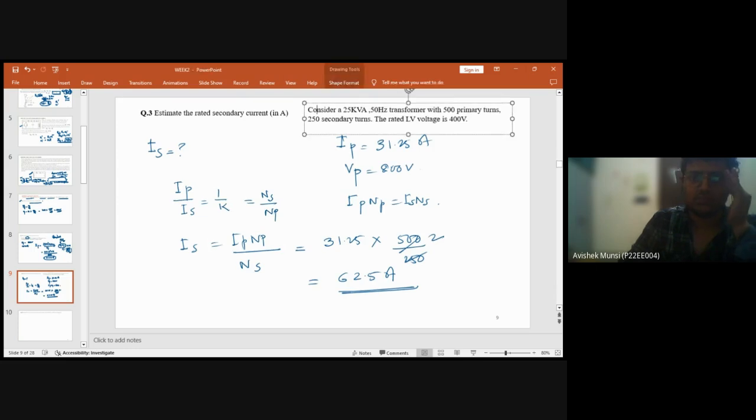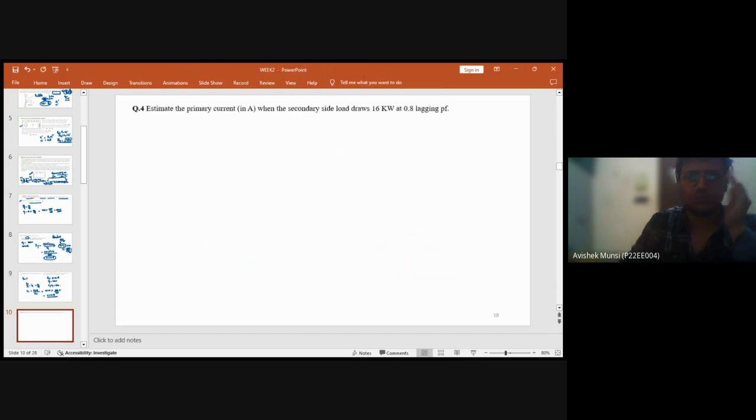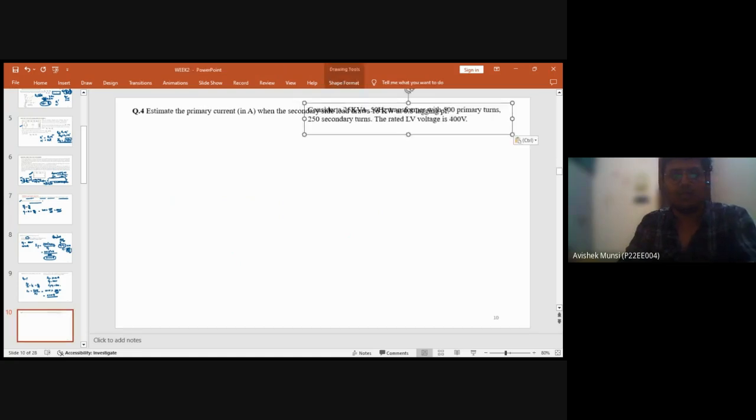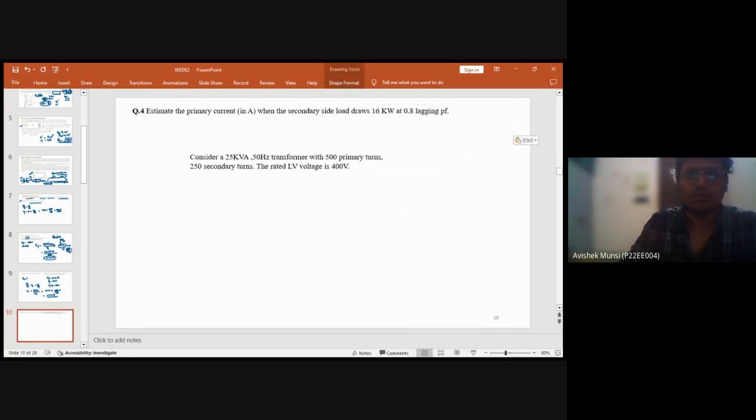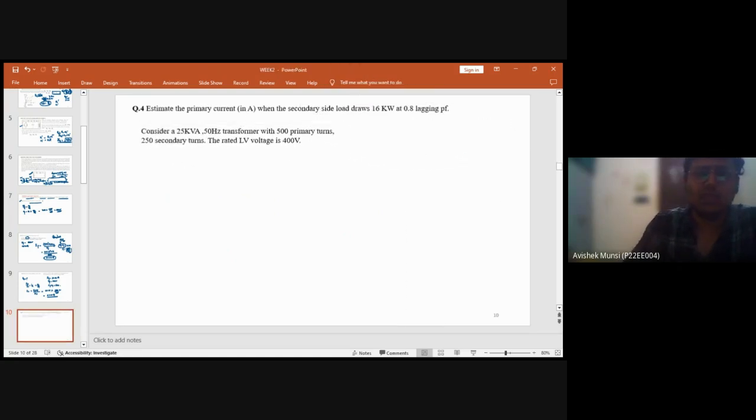Okay. Next part of the question is we have to calculate the primary current when our secondary draws a load of 16 kilowatt at 0.8 power factor. So try to solve it.